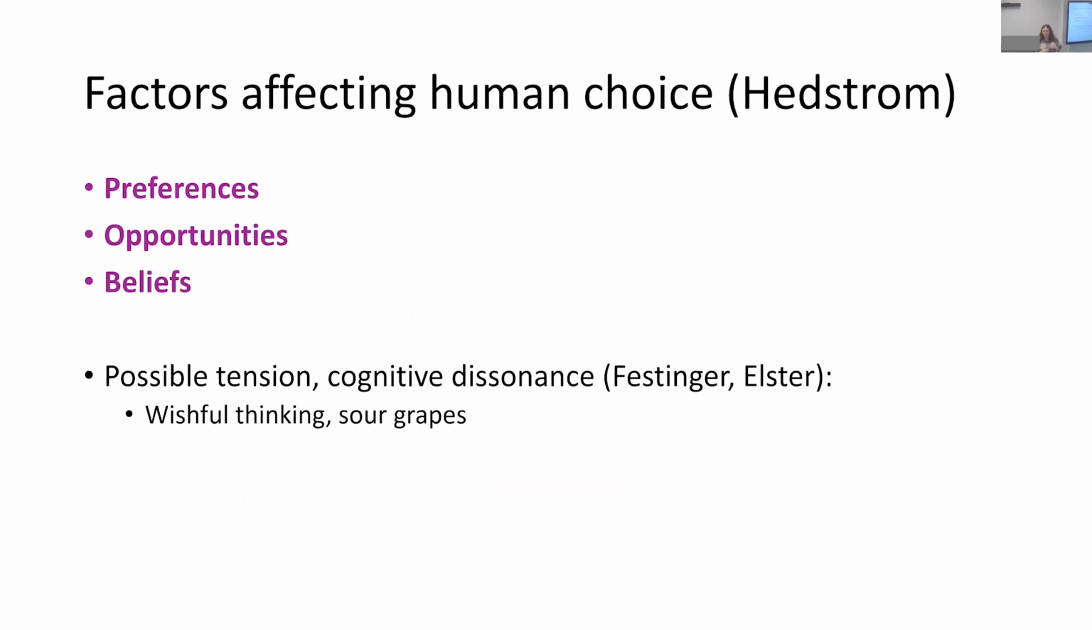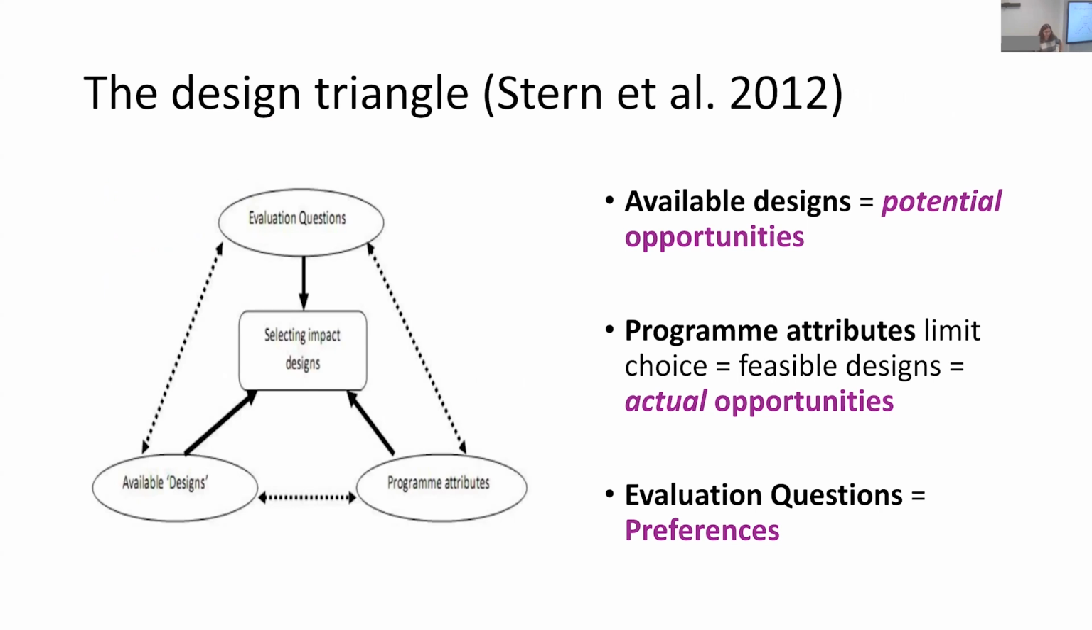But in general, you can also take a step back and think about how methodological choice is a choice. What are the theories around how human choice works? What are the factors affecting human choice? I'm sure there are many different theories. This is just one from analytical sociology. The idea is that choices are affected by a combination of preferences, opportunities, and beliefs, which can create possible tensions, for example, where preferences contrast with opportunities. If that's the case, then the available designs are opportunities, the program attributes are constraints, which are a bit like negative opportunities, and the evaluation questions are parts of the preferences.